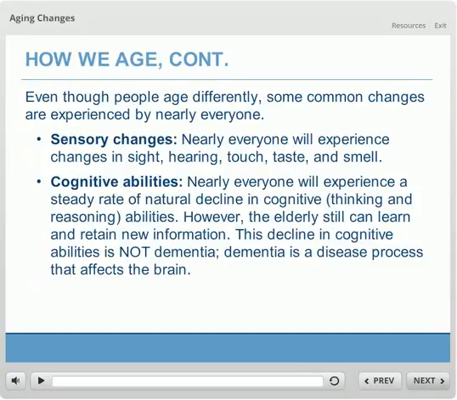Even though people age differently, some common changes are experienced by nearly everyone. These include sensory changes. Nearly everyone will experience changes in sight, hearing, touch, taste, and smell. Cognitive abilities. Nearly everyone will experience a steady rate of natural decline in cognitive or thinking and reasoning abilities. However, the elderly still can learn and retain new information. This decline in cognitive abilities is not dementia. Dementia is a disease process that affects the brain.